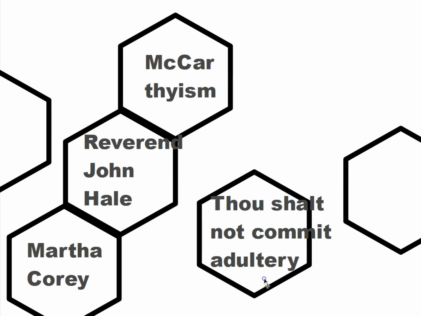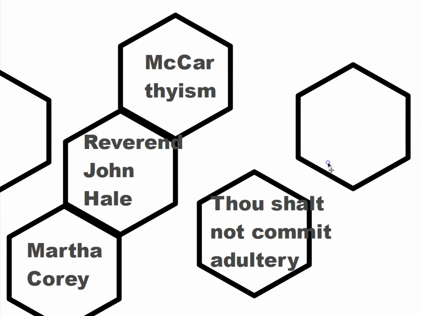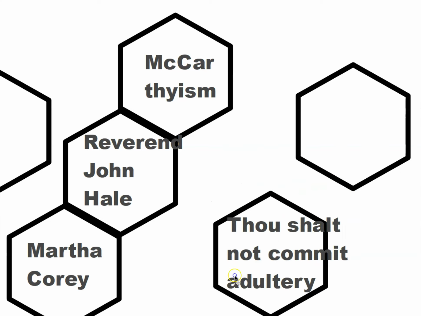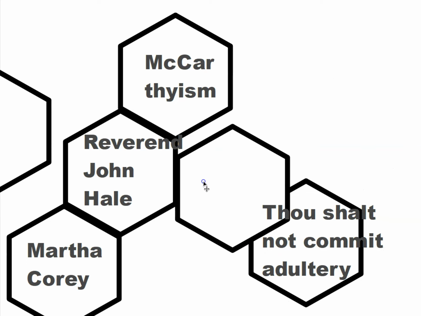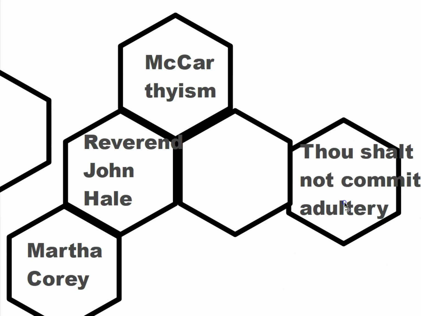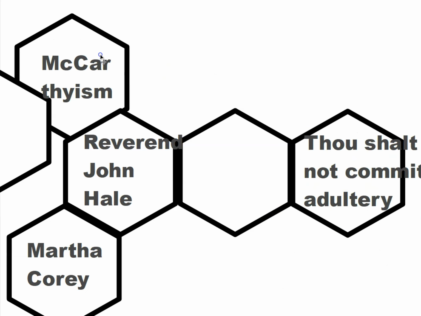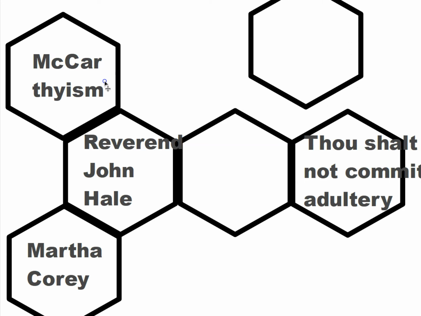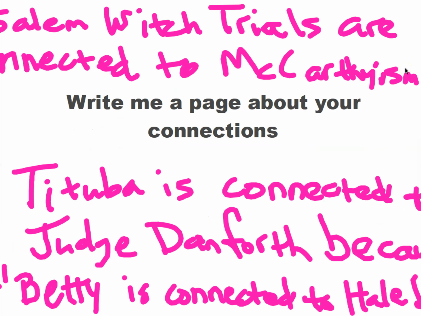Thou shalt not commit adultery. Okay, well, maybe we need John Proctor here. So we'll say this is a John Proctor one. They're going to be connected, and you know what? John Proctor is connected to Hale, and the whole thing is McCarthyism, so we'll connect them like that. Maybe we'll move this over here. So they move things around, and they discuss where they go, and I get a lot of really good discussion from them about that. And of course, when we're done with the hexagonal thinking, they have to write me a page about their connections.